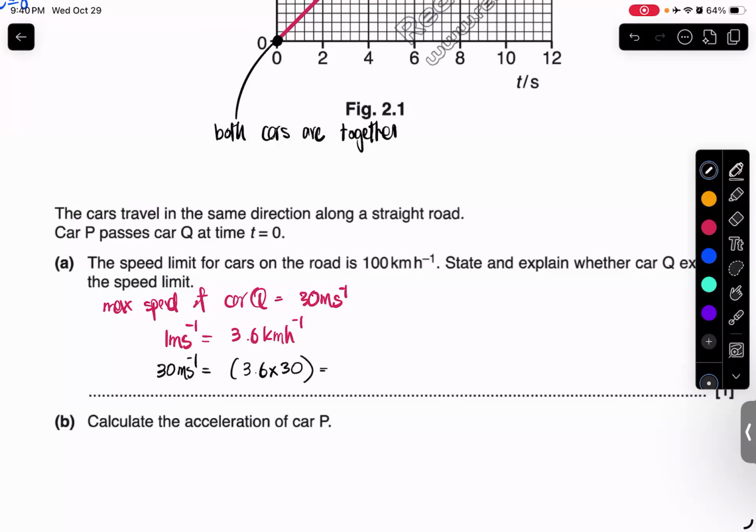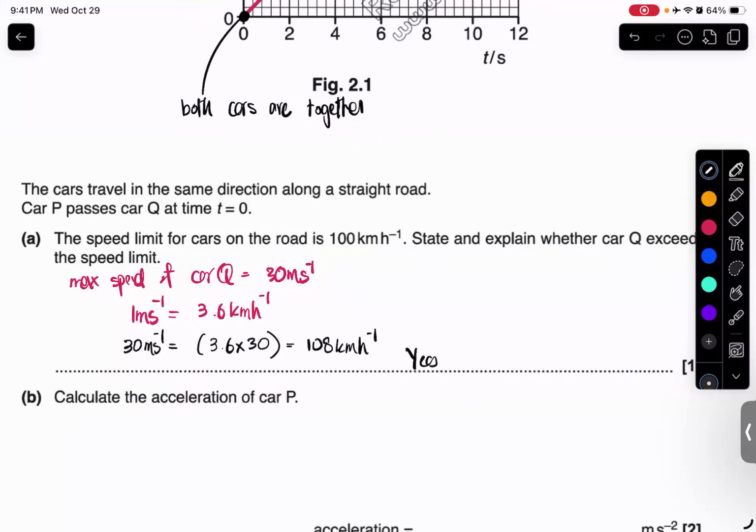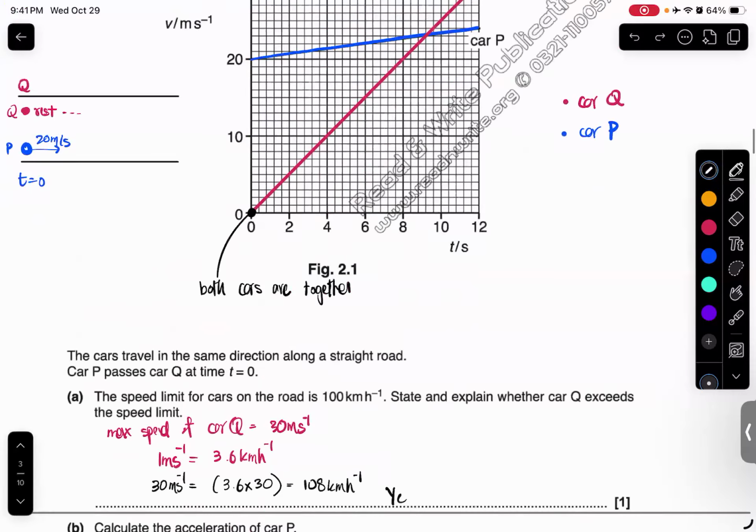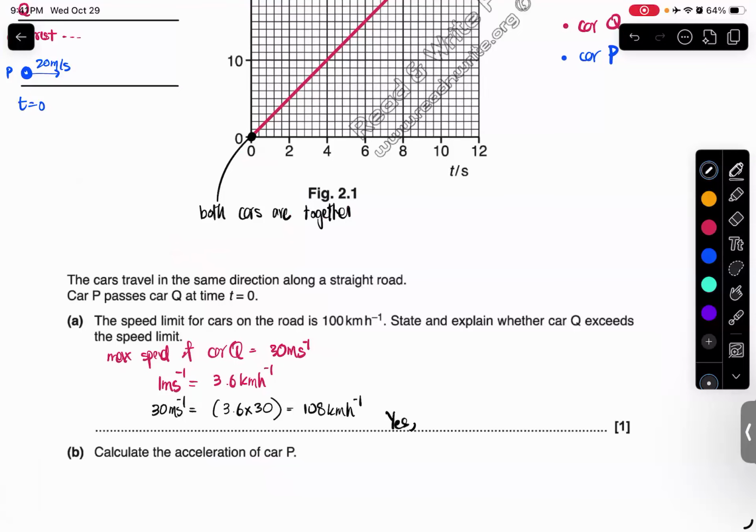Let's check what that is. If 1 meter per second is 3.6, then 30 is going to be multiplied by 30. No, wait, I think I did something wrong. No, we did it right. 3.6 times 30 is 108 kilometers per hour. So that means, yes, car Q exceeds the speed limit.